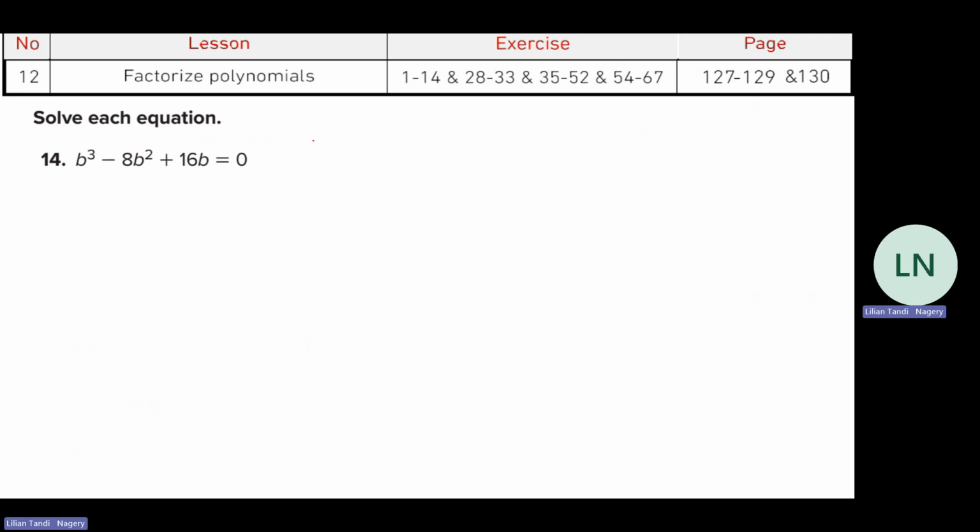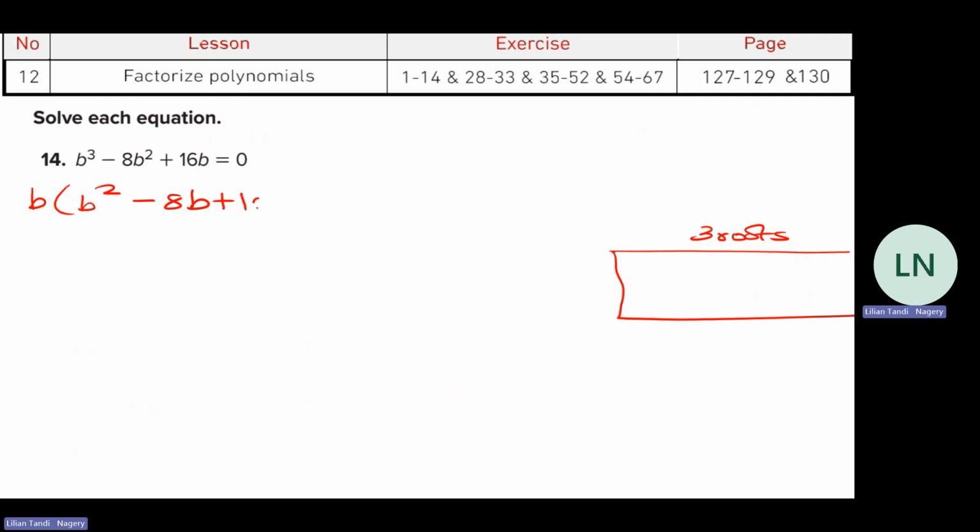So we know I need 3 zeros, so 3 roots, because my degree is 3. So I'll do greatest common factor, which is b, and then I'll do b squared minus 8b plus 16 equals 0. I'm going to divide by two. b is already equal to 0, so I start there. b equals 0. And then I do here b squared minus 8b plus 16.